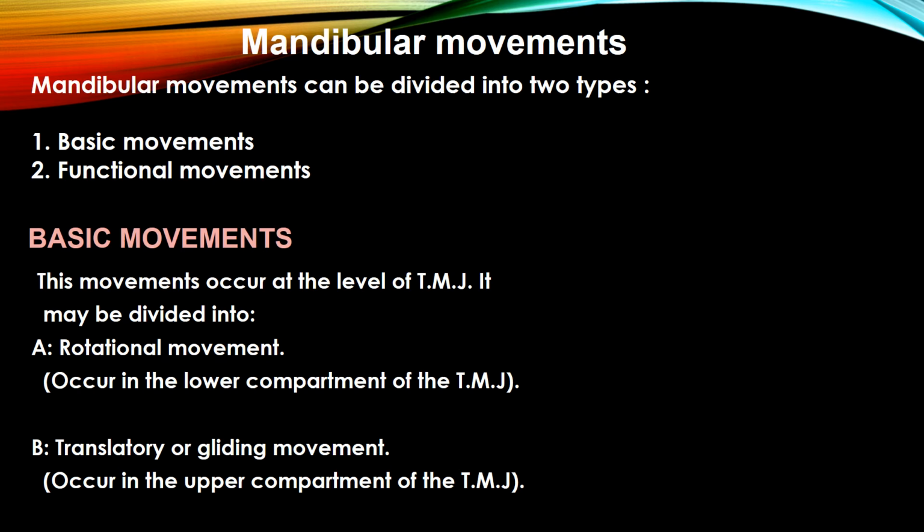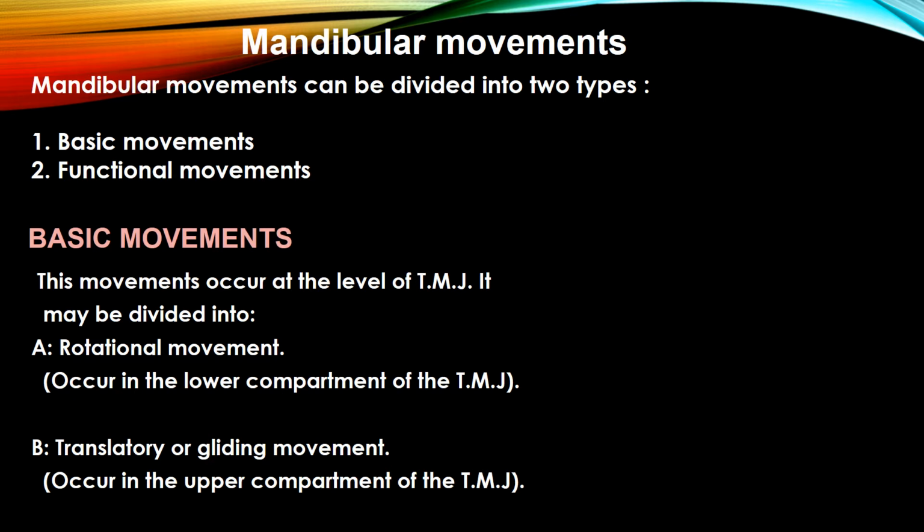Mandibular movements are related to three planes of the skull: the horizontal, frontal, and the sagittal. The mandible rotates in each of the three planes of space. The point of intersection of the three planes is called the center of rotation.